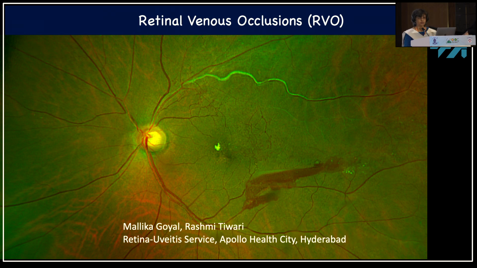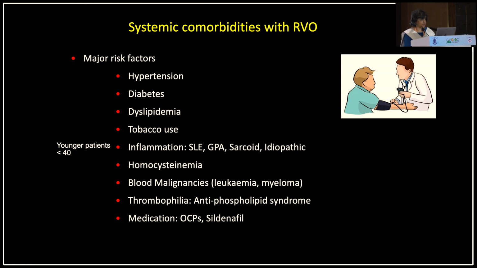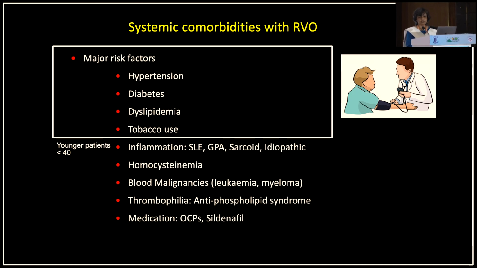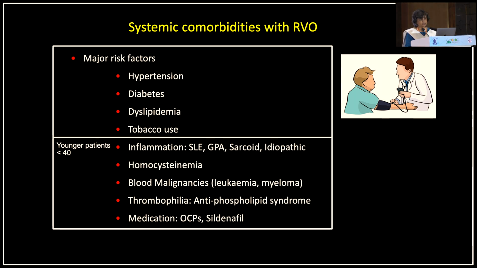So good morning everyone. I'll be speaking on our experience with retinal vein occlusions. The most important thing when you see a patient is not just to treat the eye, but first investigate and look for risk factors which need to be addressed: hypertension, diabetes, dyslipidemia, tobacco use. In younger patients, more commonly it is inflammation, which may be idiopathic or secondary to some diseases, homocystinemia, some malignancies, thrombophilia, and medication use, oral contraceptives and sildenafil.